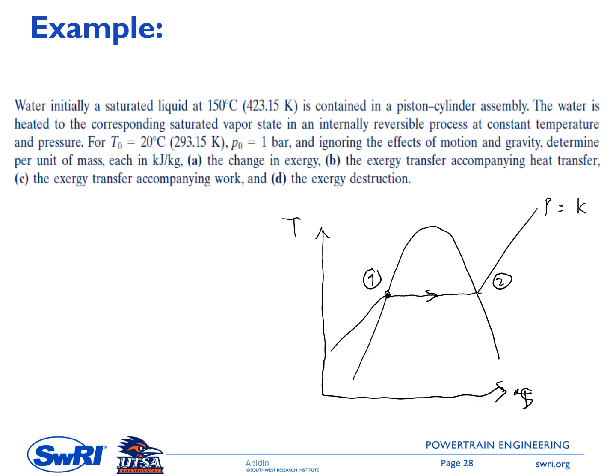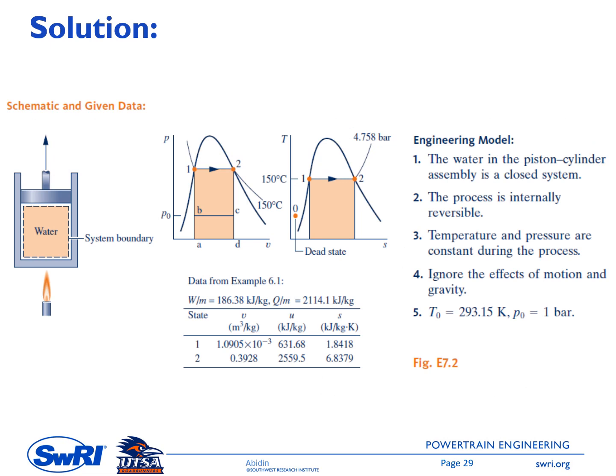Okay, let's take a look at the solution of this example. On the left side is the schematic of the system. So the working fluid is water. Assume here we heat this water so that it changes state from state number 1 to state number 2. So you can see this process line in the PV and TS diagrams. From state 1 to state 2, the temperature as well as pressure are constant. And then on the right side, here is the engineering model or assumptions.